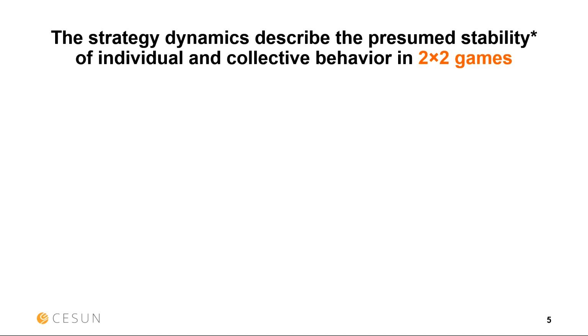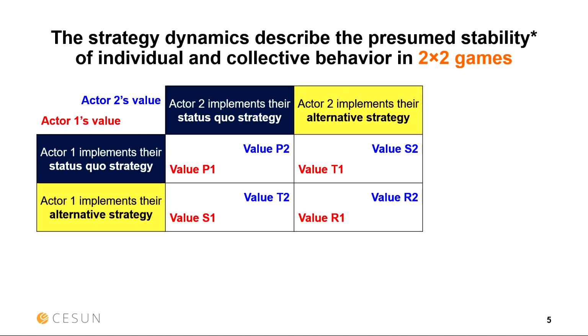A game is an abstract representation of a strategic decision-making setting involving multiple players, each with a finite number of individual strategies available. And 2x2 means 2 actors with 2 strategies each. We can represent a 2x2 game using a bimatrix. The rows list the strategies of actor 1 and the columns are the strategies of actor 2. We refer to the first of their strategies as a status quo or a starting point, here in dark blue, and their second option is called the alternative, here in yellow.